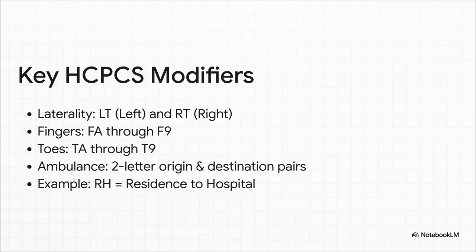And for ambulances, you've got to map the exact origin and destination using 2-letter combos, like RH means residence to hospital. The first letter is where they started, the second is where they ended up. If you don't map that route perfectly, the claim bounces right back.